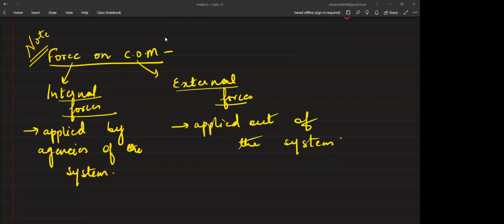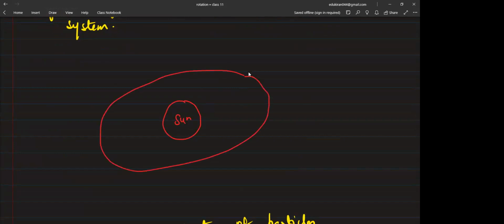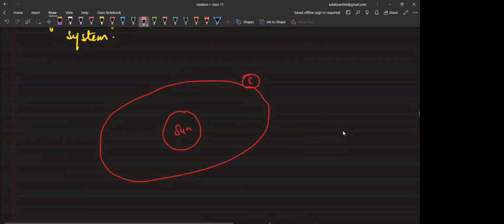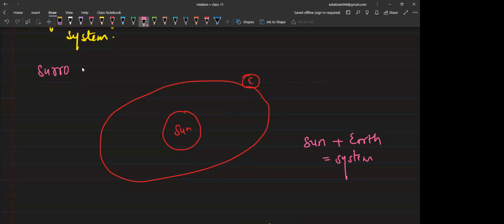See, we have discussed the concept of internal forces and external forces. So just a revision of that. Suppose, let's take an example. Sun is there in the center and around the sun, Earth is present. Now, this is our system right now. So the system is Sun plus Earth. Why is this the system? Because this is the area under observation right now. Any other thing which is present apart from this will be considered outside, that is, it will be a part of the surrounding.